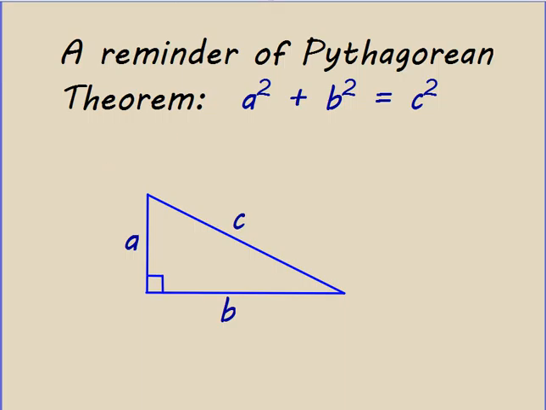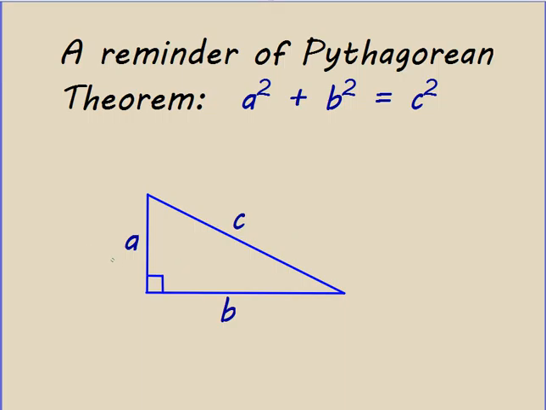In the Pythagorean theorem, I have 2 legs, remember, that are both A and B, and a hypotenuse that's called C. If I take the square of my 2 legs, so A squared and B squared, and add them together, it's going to equal the square of my hypotenuse. If you don't remember how that works, go back and watch the video on Pythagorean theorem.